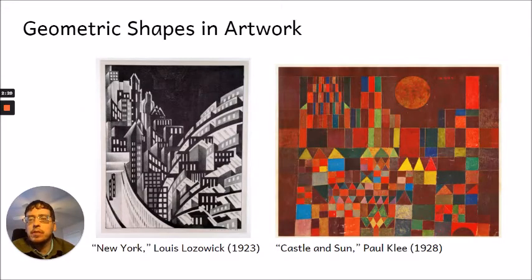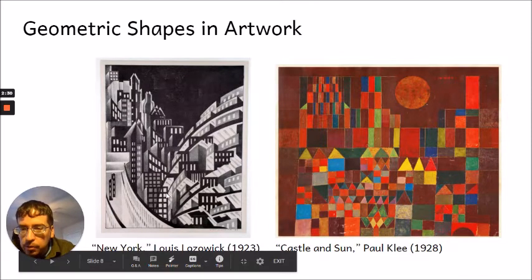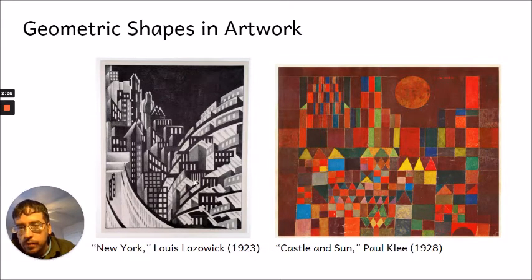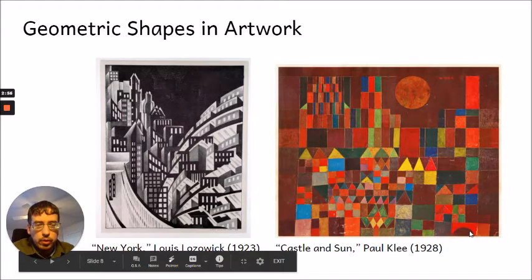And here are some examples of uses of geometric shapes in artwork. If we look at this first picture, New York, you can see there are a lot of geometric shapes in there. There are a ton of squares, mostly squares, some rectangles. You can see the whole thing is made out of shapes. And then over here, The Castle and Sun by Paul Klee, he's got a lot of geometric shapes too. Tons of squares and triangles, circles up here for the sun. He's got some semicircles for a little arch here, triangles.